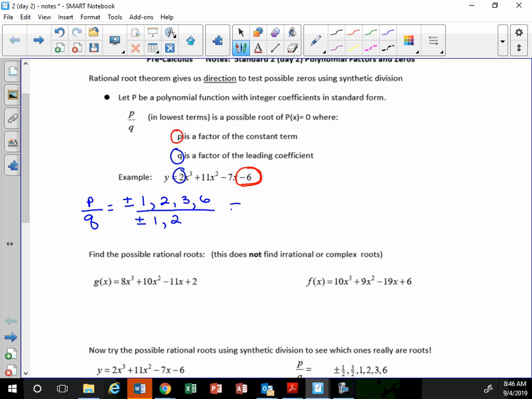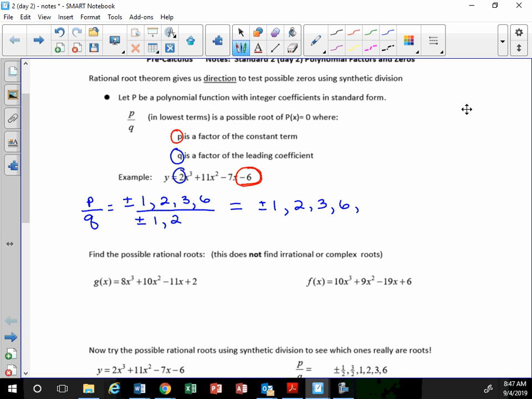And then you have to actually make all the possible fractions you can out of these numbers. Okay? Please go in some sort of organized way when you do this. I like to go every numerator over the first denominator, and then do it again with the numerators over the second denominator. So plus or minus in front. 1 over 1 is 1. 2 over 1 is 2. 3 over 1 is 3. 6 over 1 is 6. And then I start over.